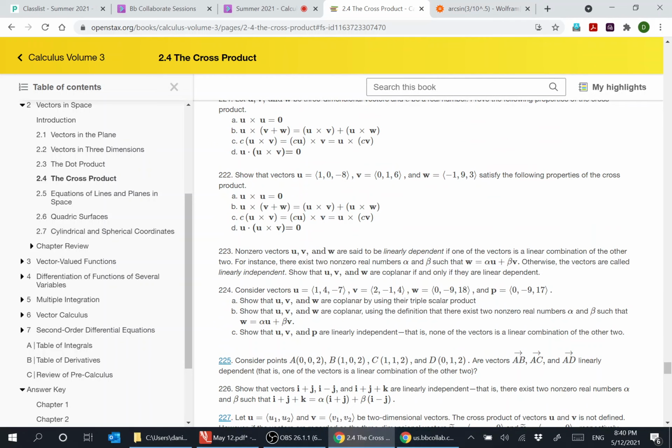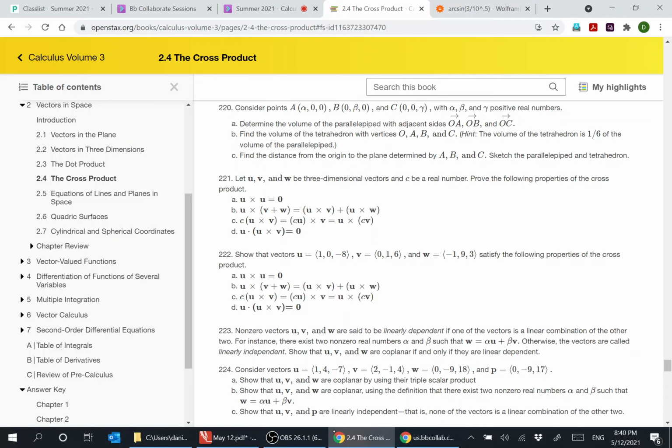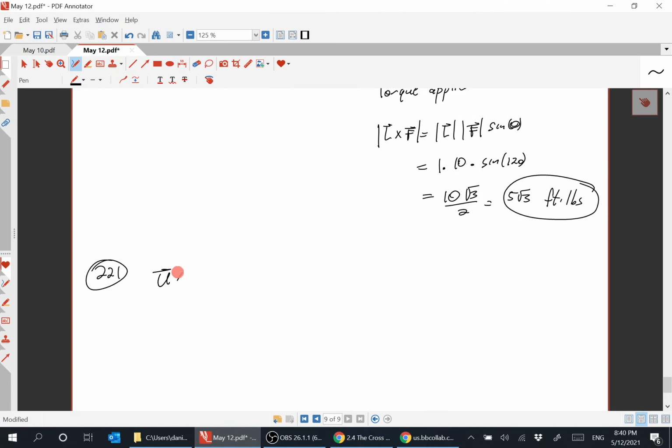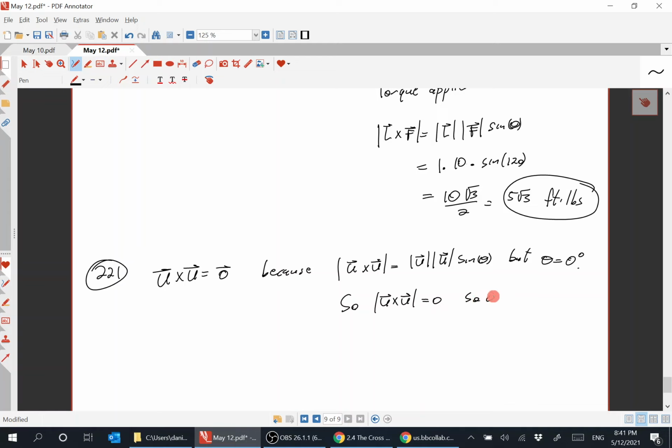Here it is. U, V, and W are three-dimensional vectors. U cross U is 0. Why? Why would U cross U be 0? Because the length of U cross U is the length of U times the length of U times sine of theta, right? But theta is 0. So the length of U cross U is 0, and the only vector of length 0 is the 0 vector.